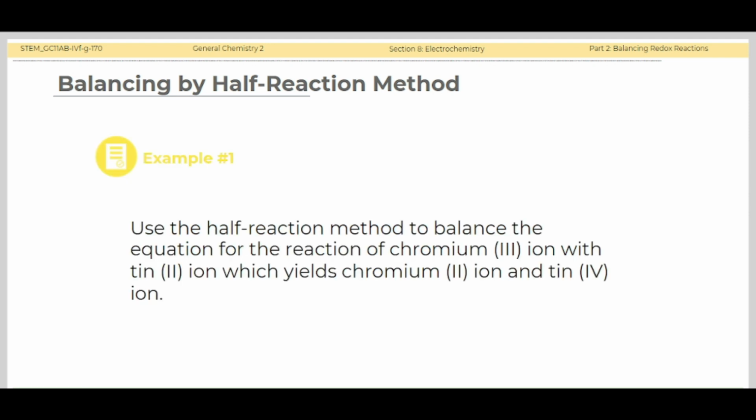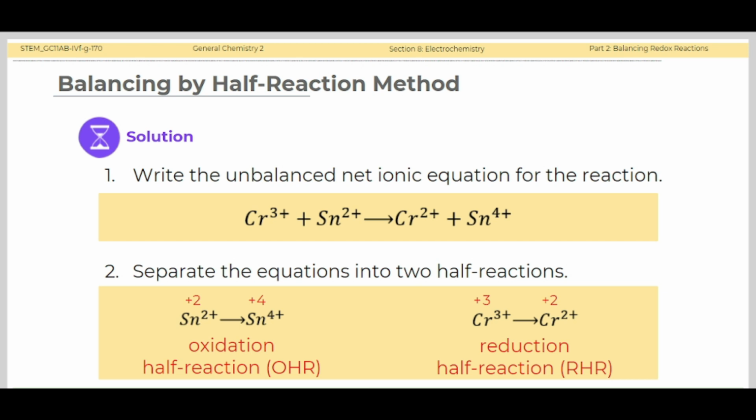Example 1. Use the half reaction method to balance the equation for the reaction of chromium 3 ion with tin 2 ion, which yields chromium 2 ion and tin 4 ion. Solution. 1. Write the unbalanced net ionic equation for the reaction. 2. Separate the equation into two half reactions.